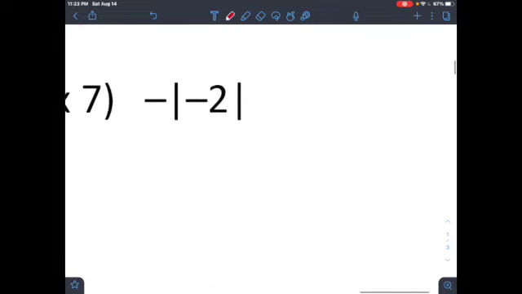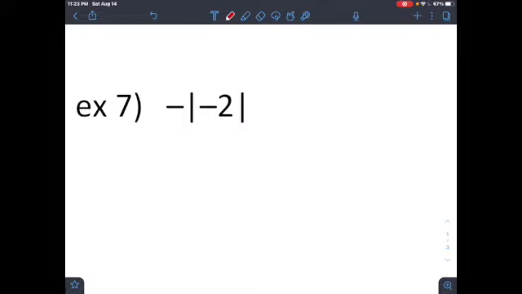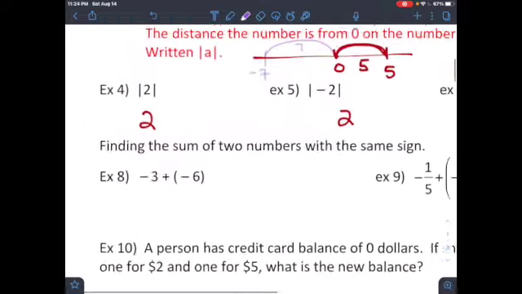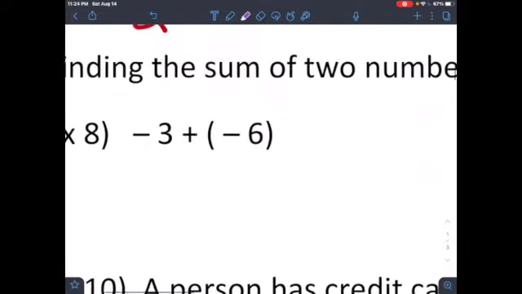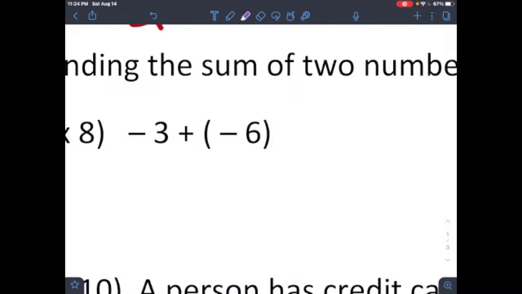And the next one is the distance from -2 to 0. That part is going to give you just a 2, and the negative on the outside makes it -2. So that would be your answer for example number 7. Example number 8 says, find the sum of two numbers with the same sign. When they have the same sign, you're literally just adding the numbers together and keeping the sign.